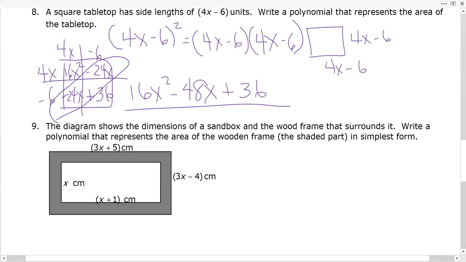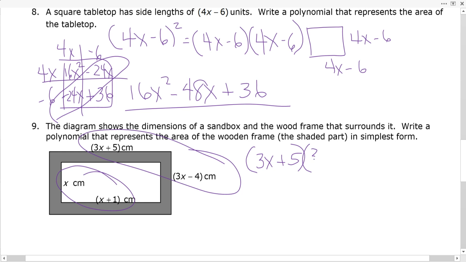So let's find the area of the shaded part. So I'm multiplying these guys for the area of the big part, and then I'm subtracting those guys. So 3x plus 5 times 3x minus 4 minus x times x plus 1. So I'm going to write 3x times 3x minus 4.